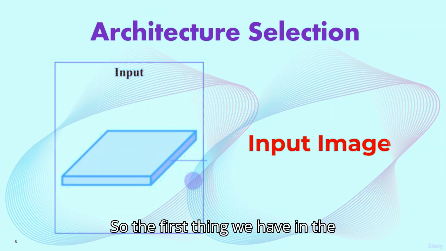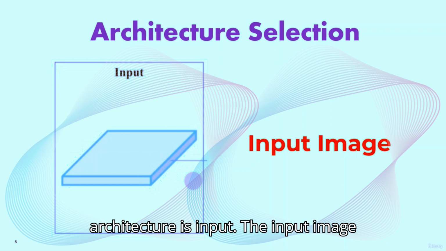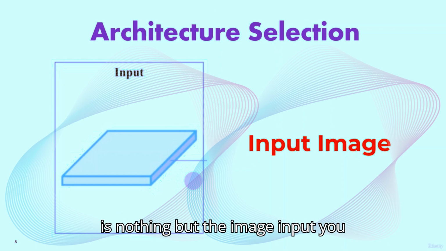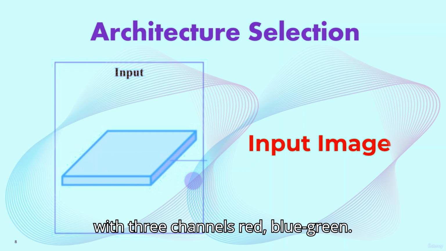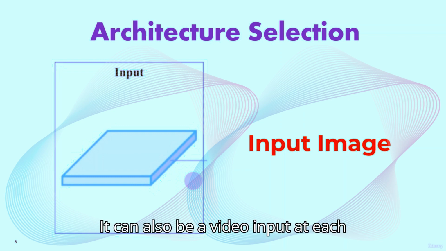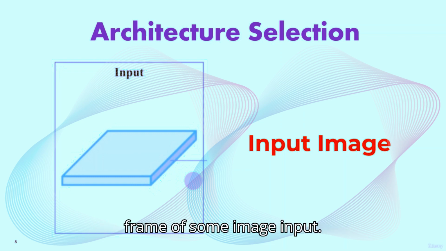The first thing we have in the architecture is the input. The input image is nothing but the image input you provide. It can be a two-dimensional array with 3 channels, red, green, blue. It can also be a video input, with each frame being an image input.